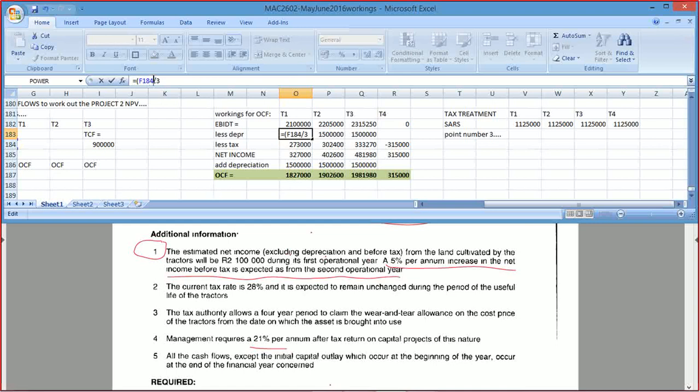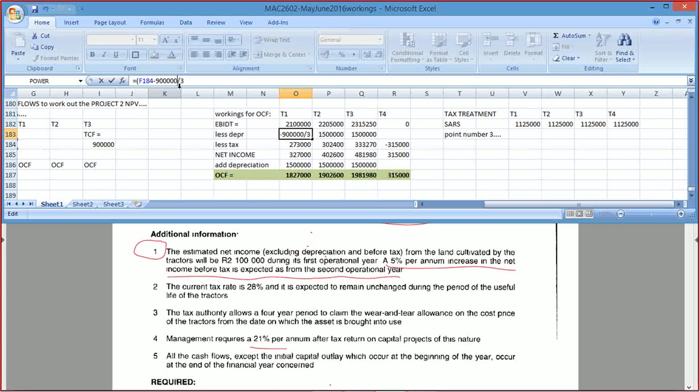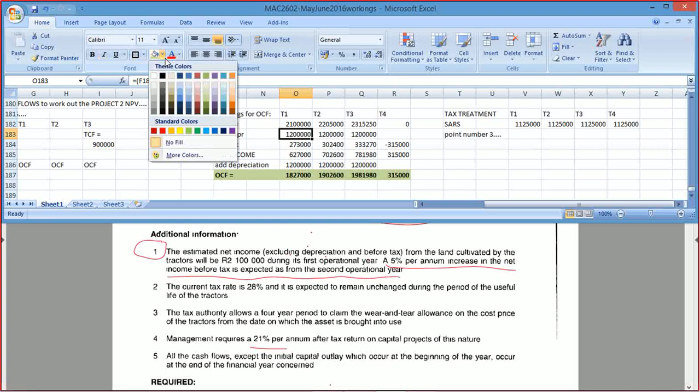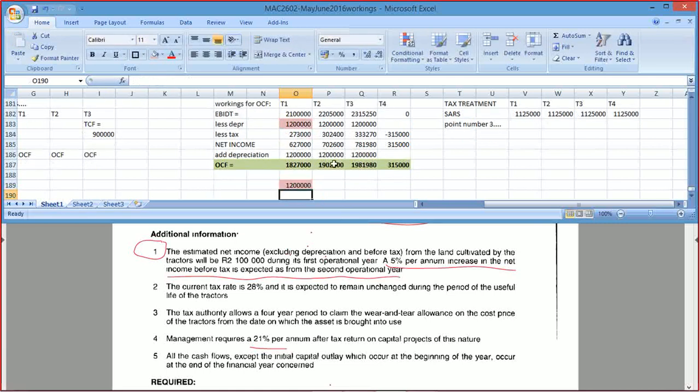I just need to open brackets here. Minus, what is the residual value? 900,000. Okay, don't forget to take off 900,000. Right, so I need to fix that. Okay, I'm just going to put an asterisk here. Let's do this. That's how I got the two. That's the working. Yes, sir. Okay, does that make sense? Yes, sir. Okay, so that's the working for the accounting treatment of depreciation.